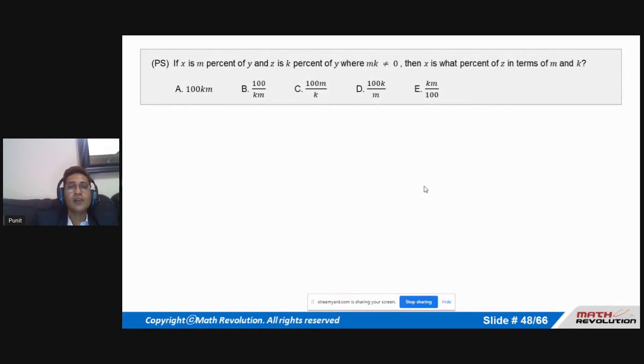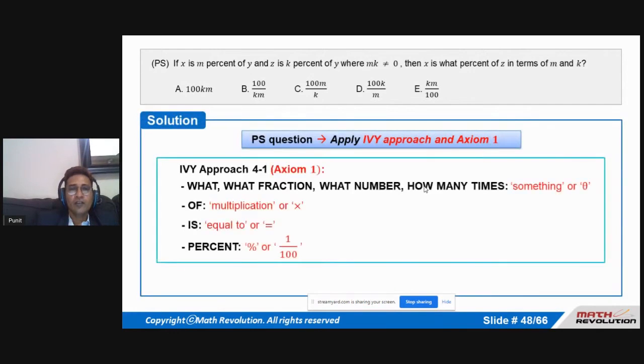If x is m% of y and z is k% of y, so x and z are both certain percentages of y, where the product of m and k is not equal to 0, we need to find x is what percent of z in terms of m and k. It's a pretty simple algebraic solution. We know it's axiom 1 because it's talking about what percent, what fraction.